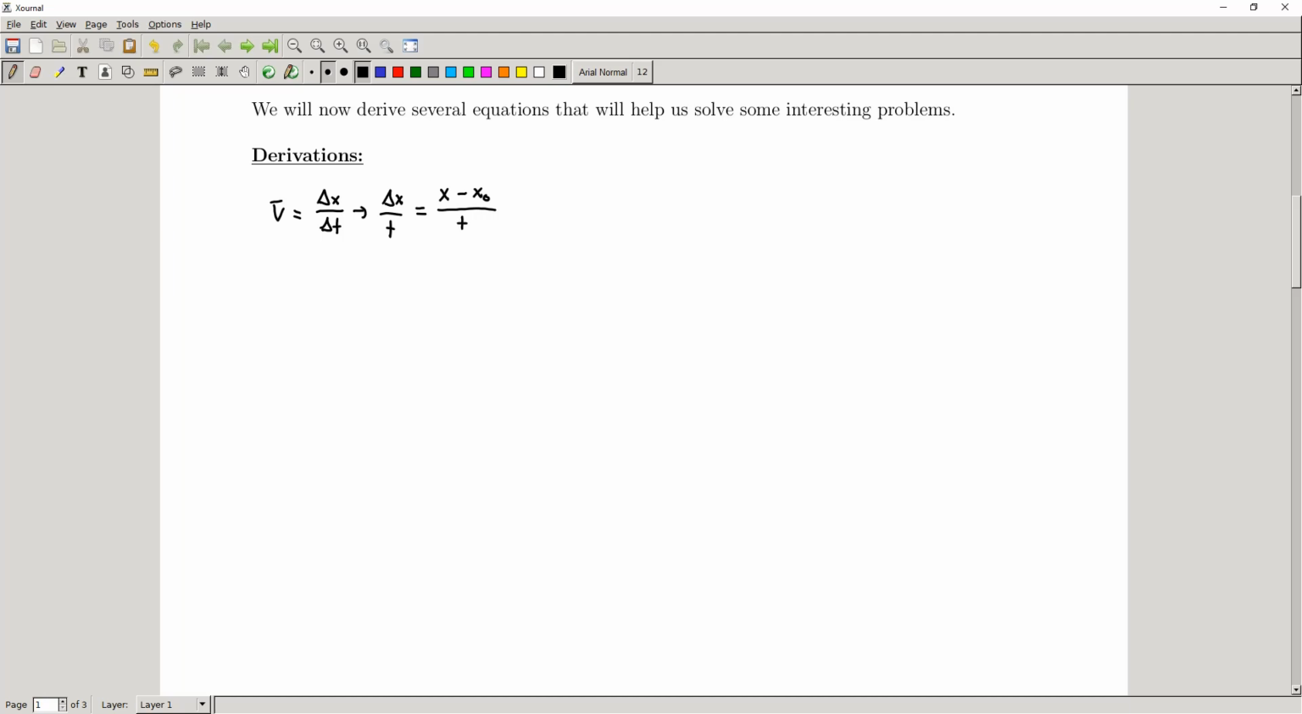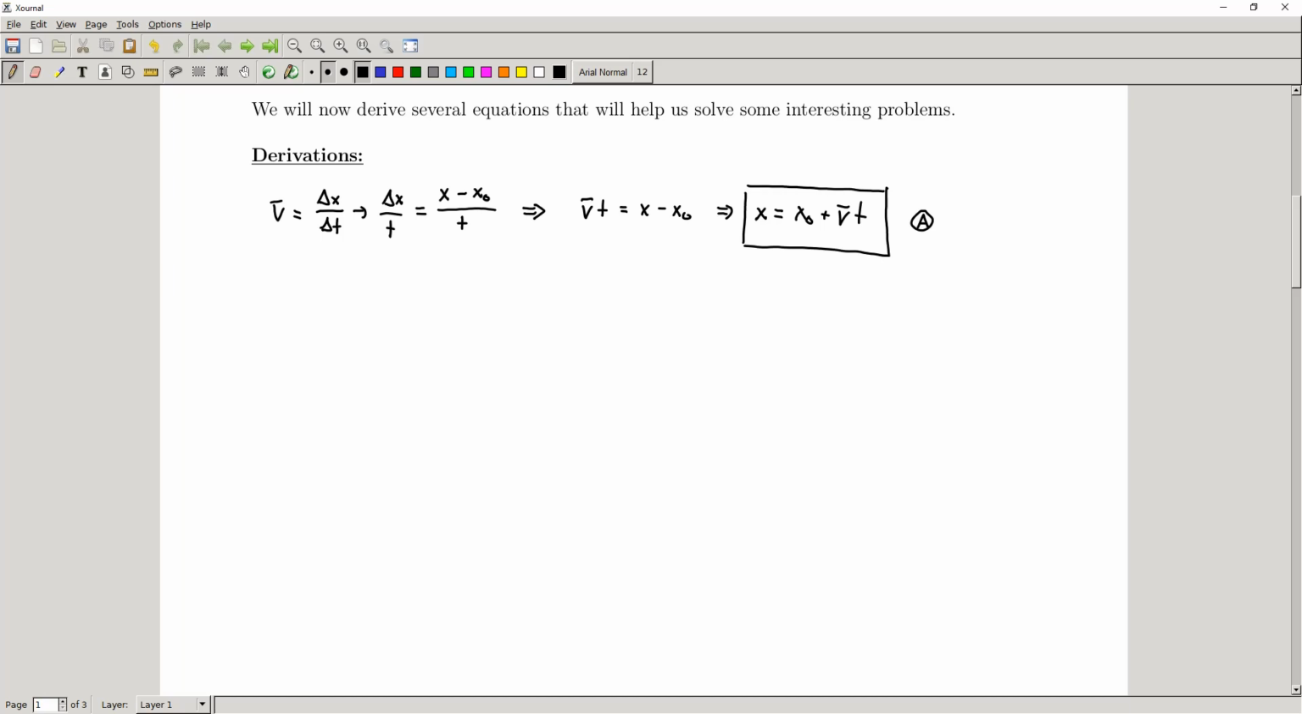And really our first equation is just going to come from rearranging these variables here. So if we now slide the t over to the left-hand side, we're going to end up with an equation that looks like this. And then if we just want to isolate the x, we end up with this equation here. And this is our first equation that we're going to find useful in analyzing 1D motion. I'm going to call this one A. And at the end, I'm going to have a summary of all the equations we're going to find useful.